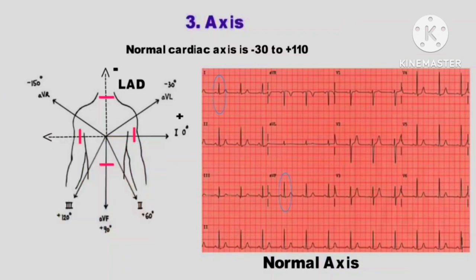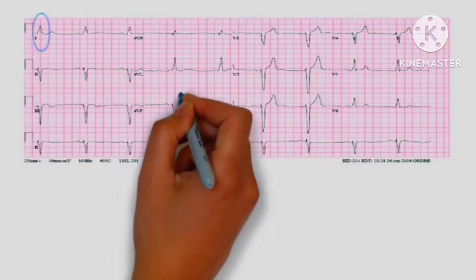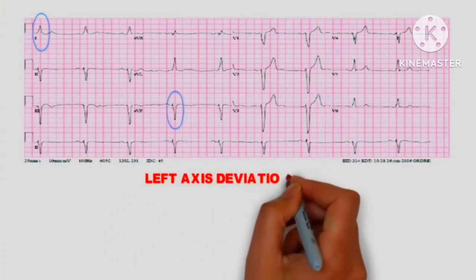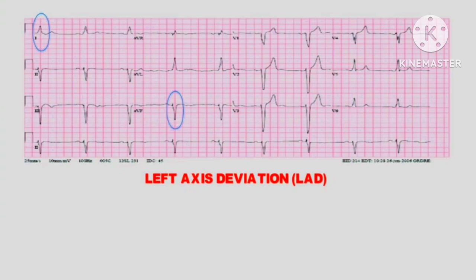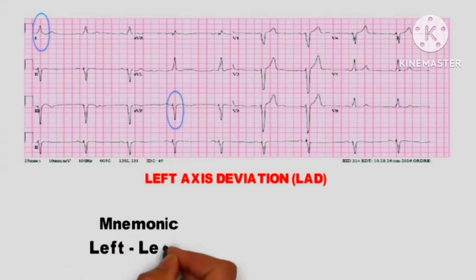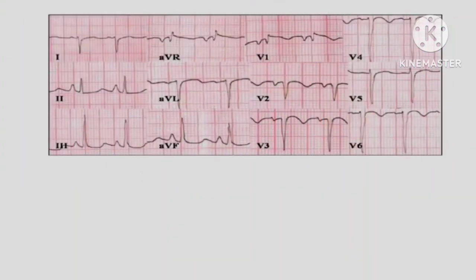And if net QRS is negative in lead 1 and positive in aVF, the net vector will be in the right axis deviation range. Now look at this ECG. Net QRS in lead 1 is positive and net QRS is negative in aVF. So this ECG is showing left axis deviation or LAD. And you can remember this by a mnemonic, left leaves, where net deflection in lead 1 and aVF are in opposite directions, as if they are leaving.